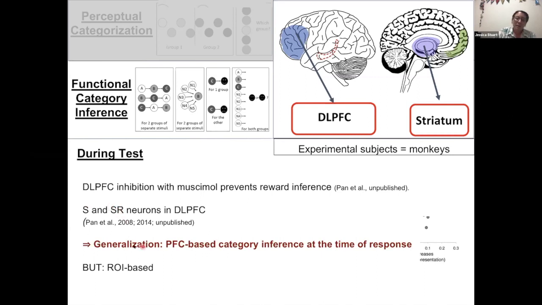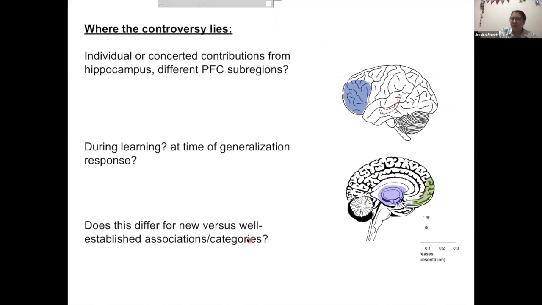So based on these results, you could say that perhaps generalization is a PFC-based category inference that happens at the time of response. But of course, for this study, and also for the mice studies that I talked about earlier, these are very much region of interest based. You can't stick needles all over the monkey's brain. You have to choose in advance where you're going to stick them. And this is actually the case with some of the fMRI studies as well, I should say.